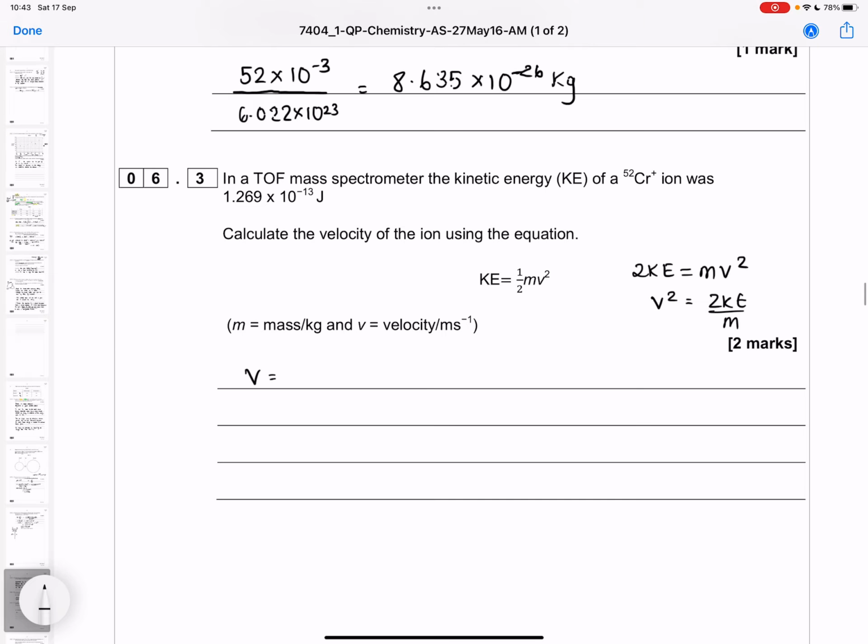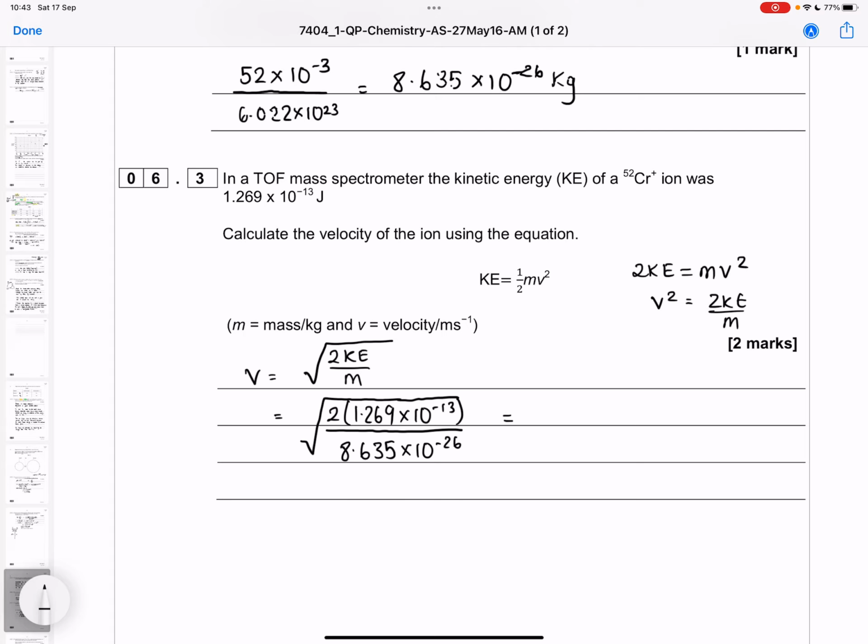So to find velocity, we're going to do the square root of 2 times the kinetic energy divided by the mass. So we're going to, in our calculator, use the square root of 2 times the kinetic energy. So I'm going to put that in a bracket on the top line there, keep the square root sign going, over the mass that I've just calculated, 8.635 times 10 to the minus 26. So on your calculator, you can press the square root button and then use the fraction button to make your calculator show you the calculation in exactly the same way that you've written it, so you can check it.